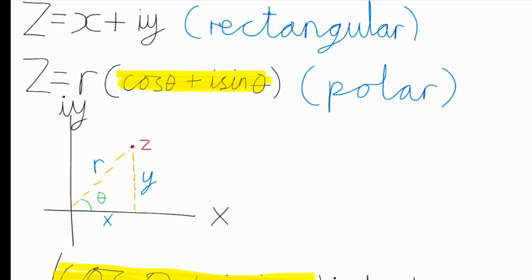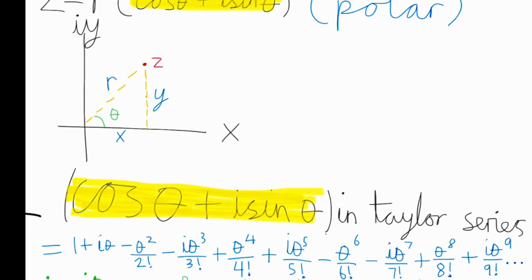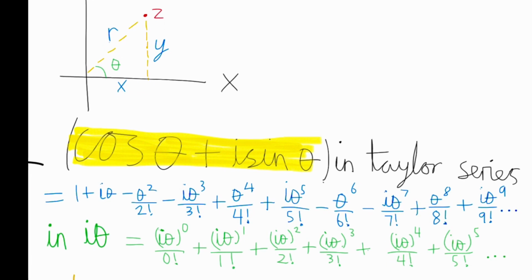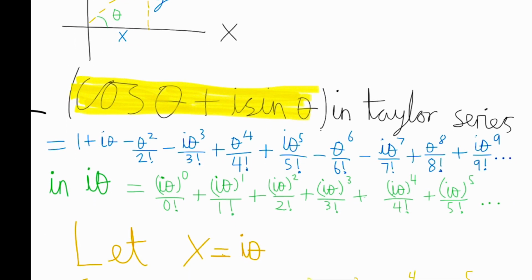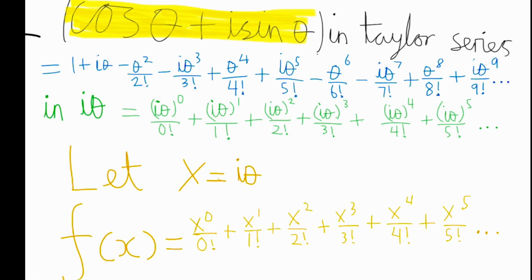And using polar form, we can say that z is equal to r multiplied by cosine theta plus i sine theta. The expression cosine theta plus i sine theta can be expanded in terms of Taylor series, and it looks like the infinite sum in blue. We can write the same infinite sum in terms of i theta, and it looks like the infinite sum in green. If we say that x is equal to i theta, we can say that the function of x is equal to the infinite sum in orange.